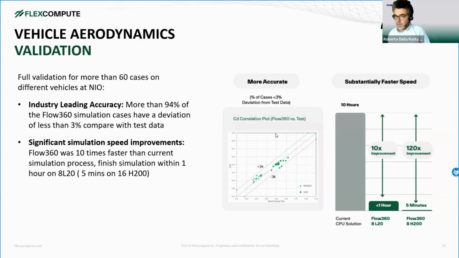And apart from the accuracy, it is also a substantially faster simulation. Compared to the previous CPU solution that was taking 10 hours, on 8 L20 it was less than an hour, so 10 times faster. But actually with our new H200, on 8 H200 on the cloud, it can go 120 times faster because it just runs in minutes. So that's a very large improvement. It was a game changer for them.